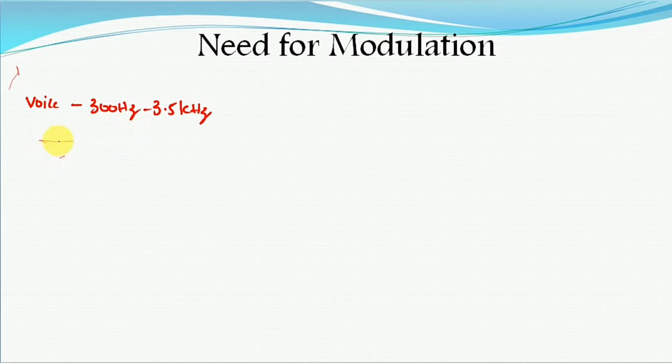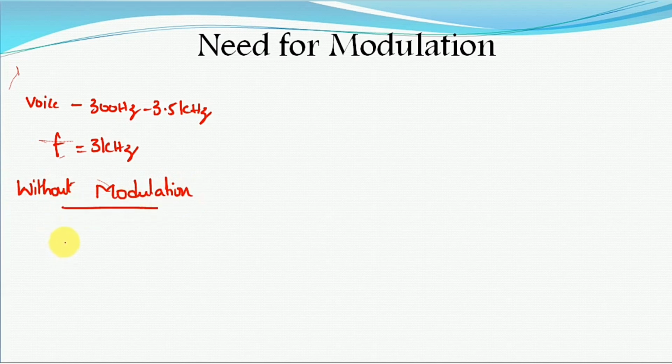So if I want to transmit a signal of frequency 3 kHz without modulation, let us see what the height of the antenna will be. So without modulation, lambda is equal to, we know lambda in terms of frequency is c by f, and previously we found the practical antenna height h is c by 4f.